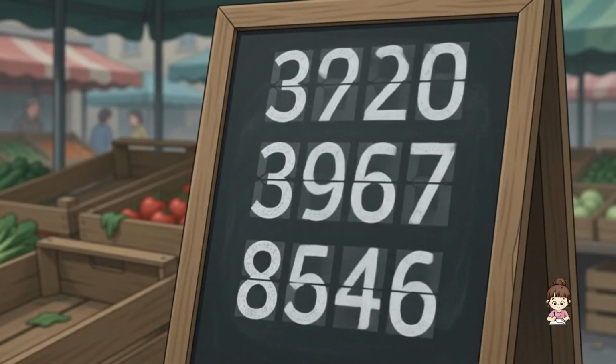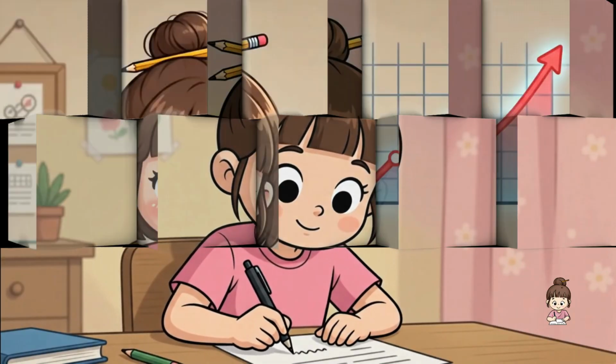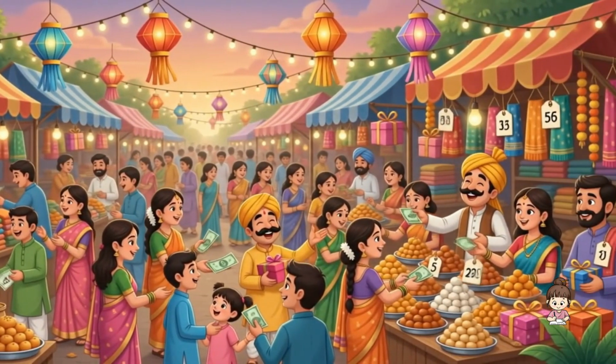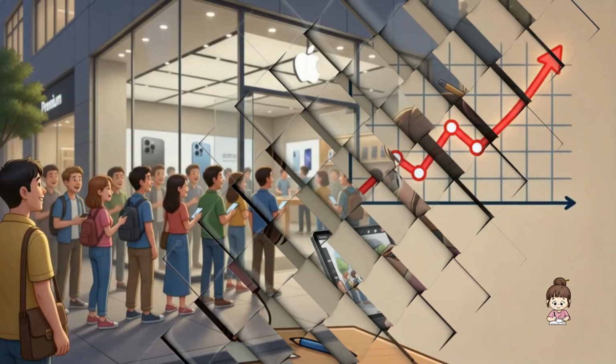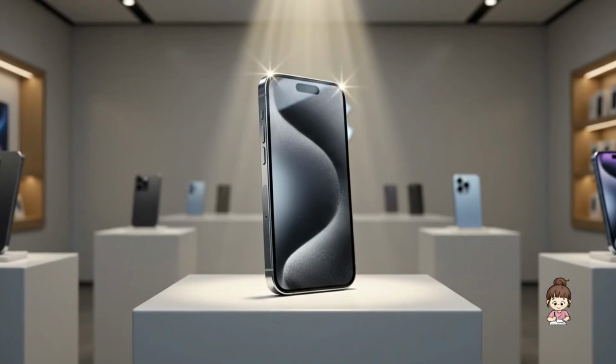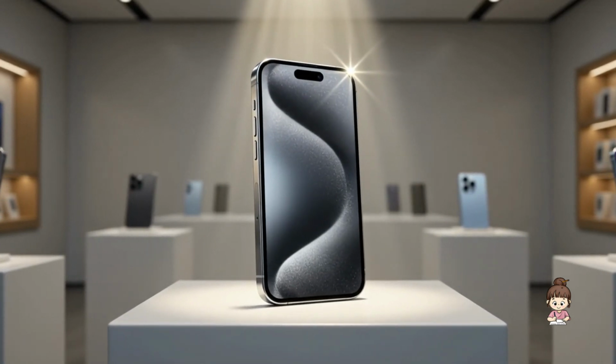Heavy rains reduce supply, causing prices to increase. During festivals, demand increases, and prices often rise. A new phone launch creates high demand, allowing premium pricing.